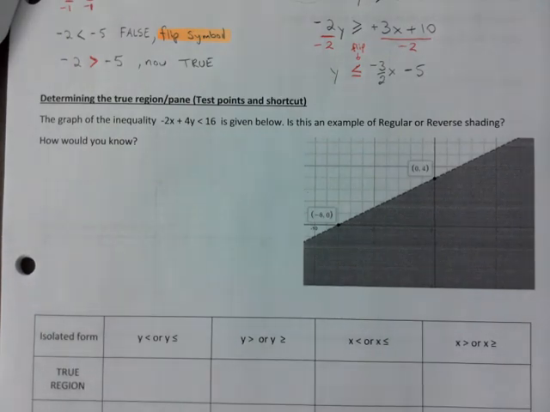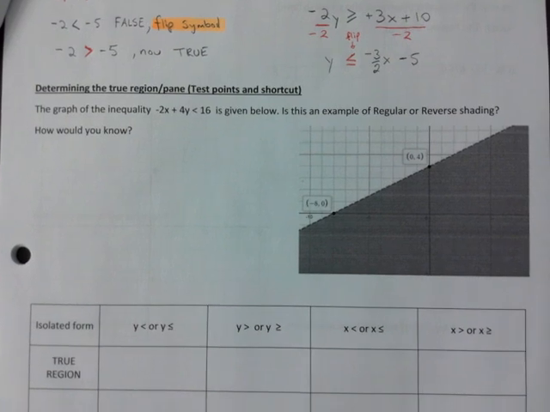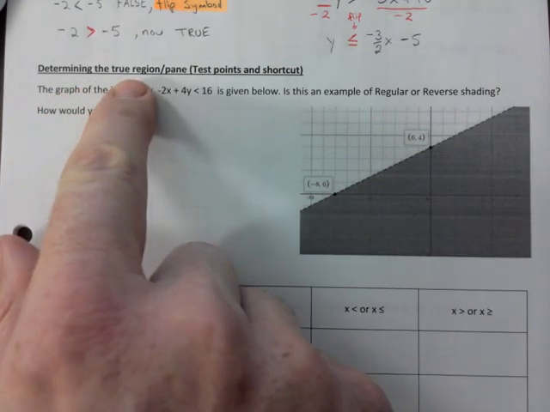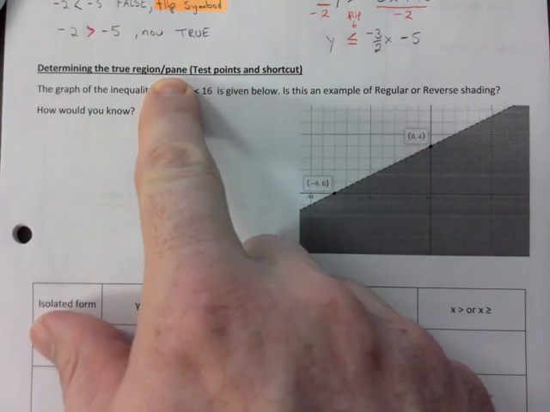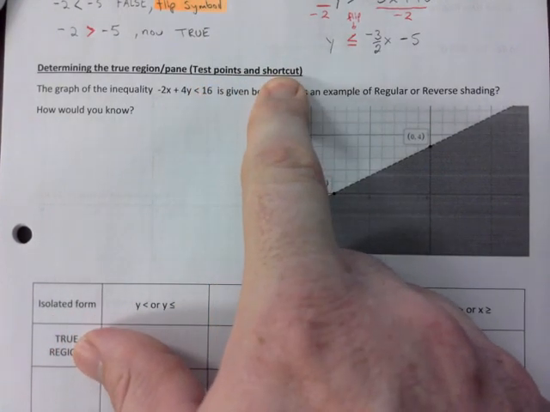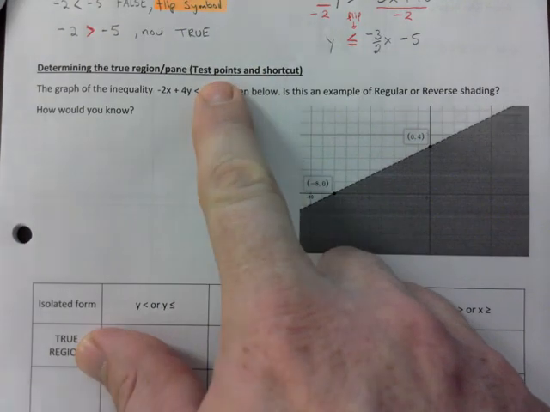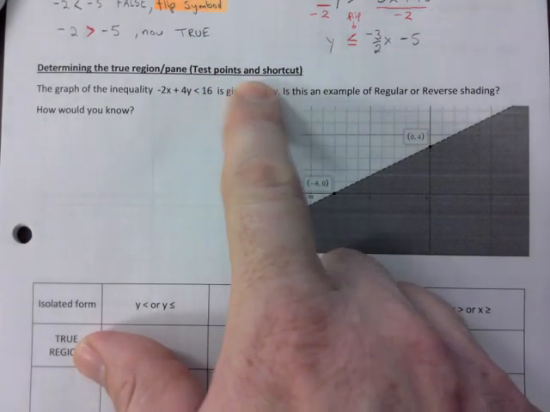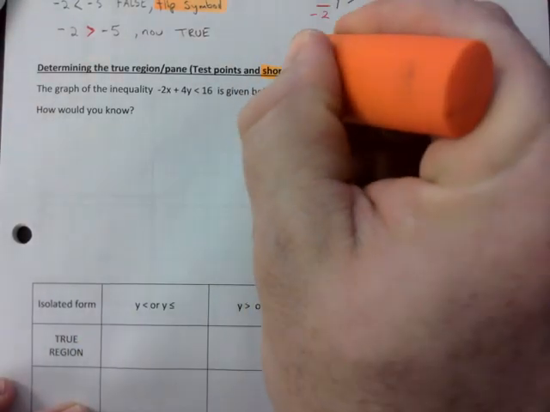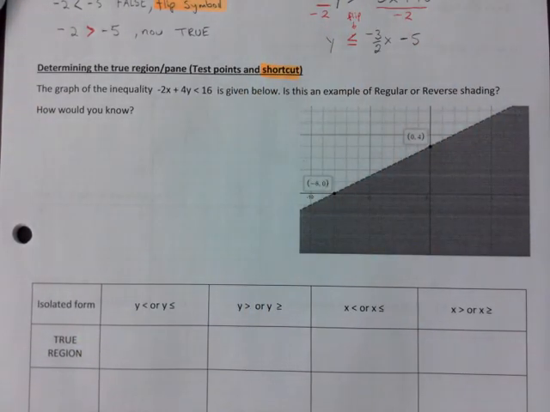Let me just think a little bit here. I'm looking at my original notes. And I think I'm going to change this a little bit. Okay. So determine the true region or pane, test points, and shortcut. I'm just going to go with a shortcut for now. And I'm going to do the test point later. They work exactly the same way. I'm just going to stick with a shortcut. So I'm just going to highlight that one right now.